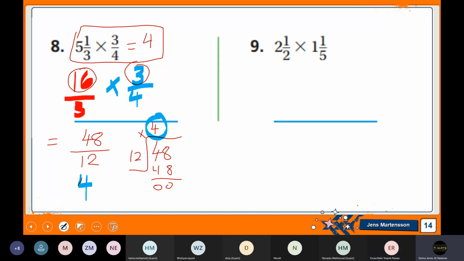Number 9: 2.5 times 1 and 1 over 5. Isra, can you tell me how you can rewrite a mixed number as a fraction?